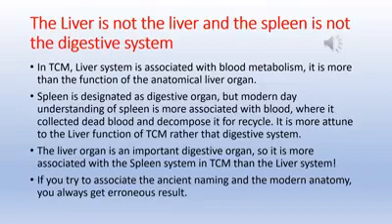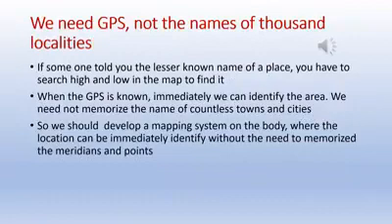We need a modern system to map the body. If someone tells you the lesser known name of some place, you have to go to the web and search high and low to find where it is. But if we give you the GPS, you can immediately identify the area. So we need not memorize the names of countless towns and cities, as long as you know the GPS. So we should develop a mapping system on the body where the location can be immediately identified without the need to memorize the meridians and the points.